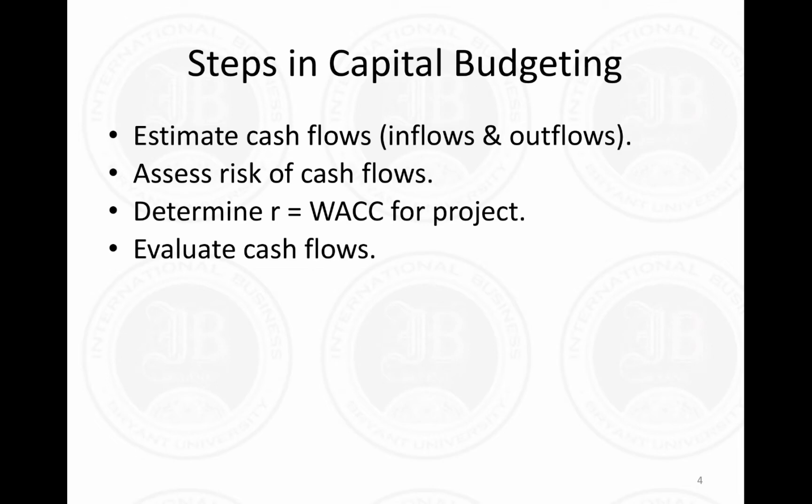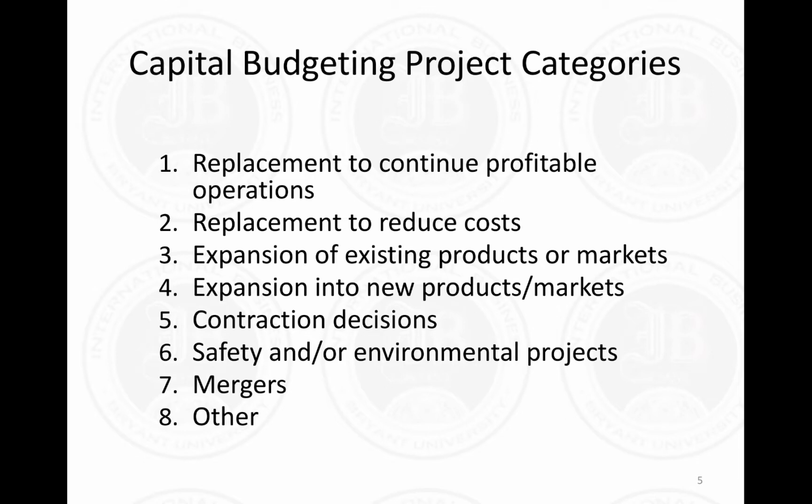What are the steps in doing this? First, estimate our cash flows, assess how risky those cash flows are, calculate a WACC for the particular project, and then just evaluate those cash flows using NPV. What are some of the examples of categories? Well, you see them here. You can pause this video to look at them, but it can be from safety to mergers to replacement to expansions, etc.